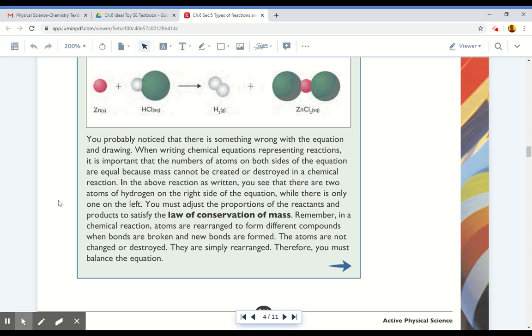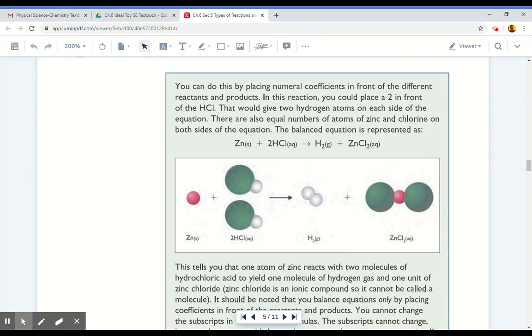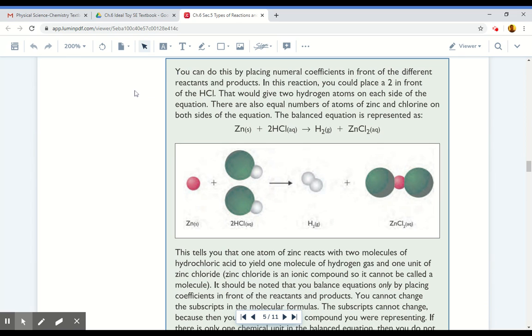You must adjust the proportions of the reactants and products to satisfy the law of conservation of mass. Remember, in a chemical reaction, atoms are rearranged to form different compounds. When bonds are broken and new bonds are formed, the atoms are not changed or destroyed. They are simply rearranged. Therefore, you must balance the equation. You can do this by placing numeral coefficients in front of the different reactants and products.